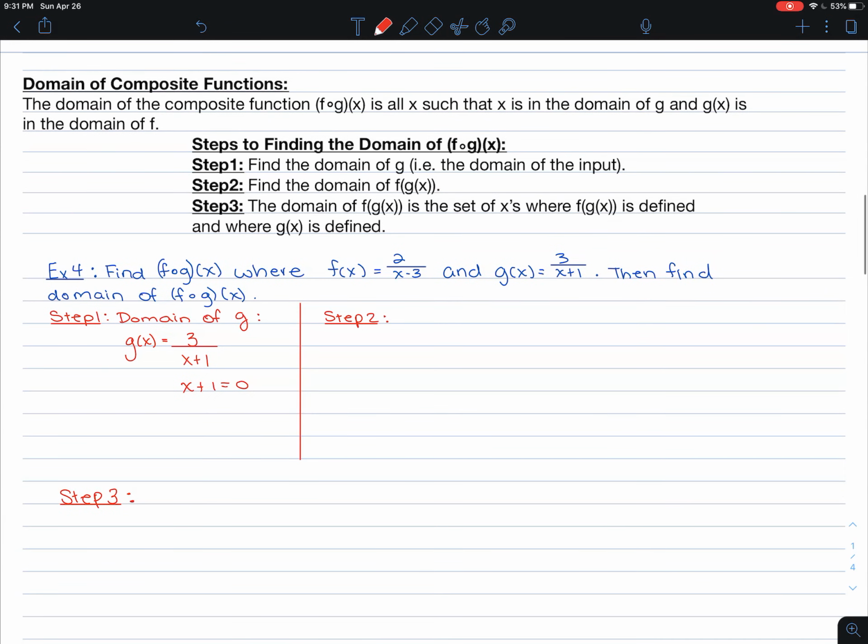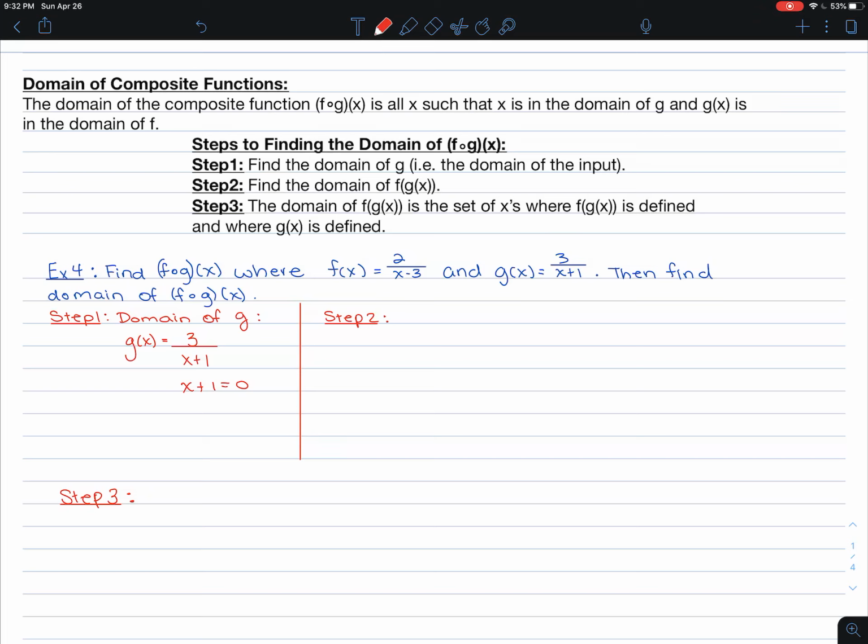Now let's move on to the domain of the composite function. Now this is tricky because I can't just look at the domain of the composite function. I actually also have to look at the domain of g of x. So the domain of the composite function is where f of g of x and g of x overlap. And we're going to take a look at an example. So look at example 4.